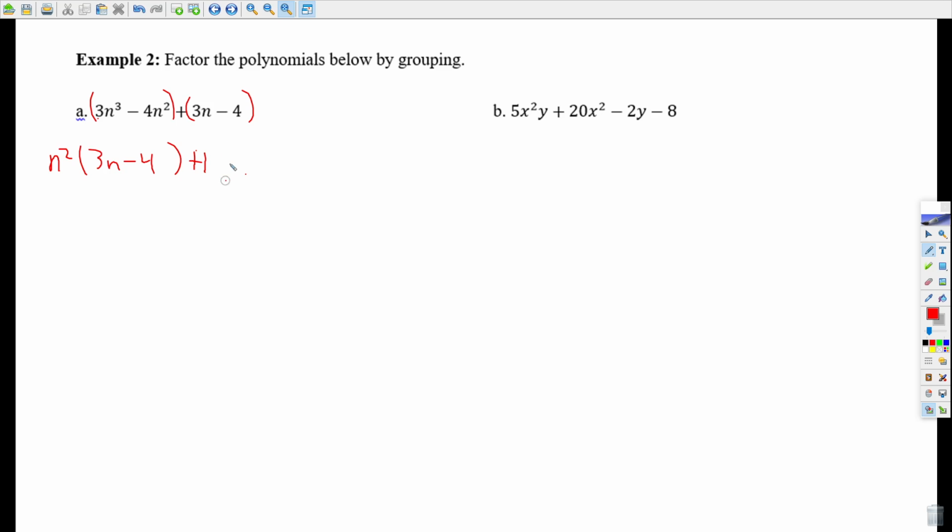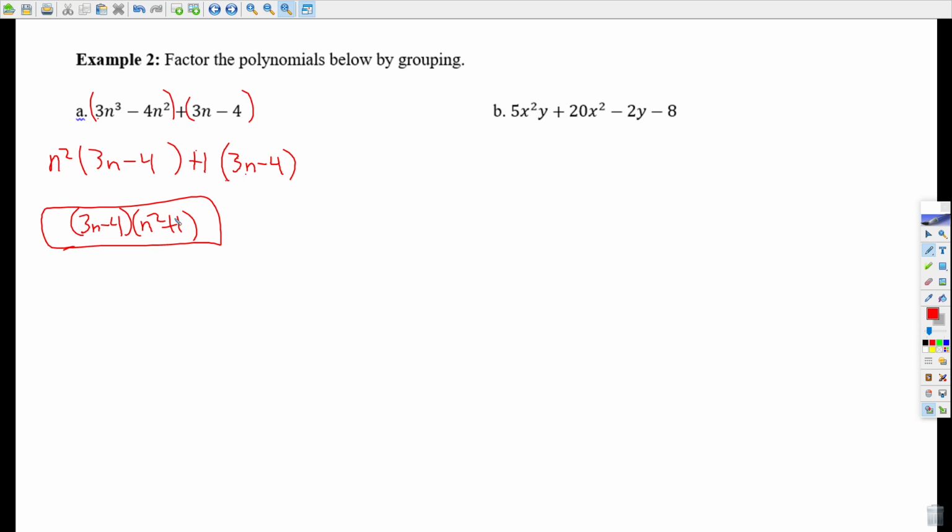And then what is that going to change in here? Literally nothing. We're going to write it again: 3n minus 4. Taking out a 1 doesn't change what's in the parentheses. So what's our final answer? We're going to take out a 3n minus 4, and then we have left n squared plus 1. Got to have that plus 1.